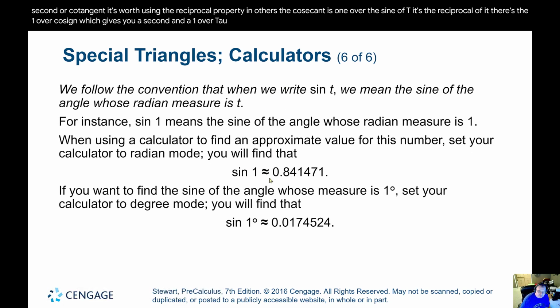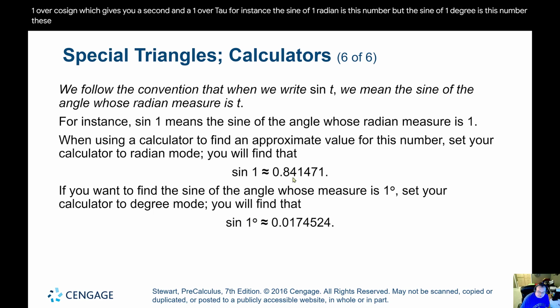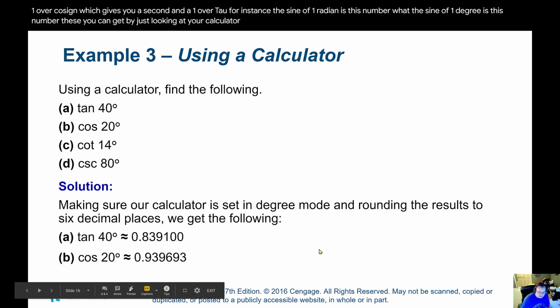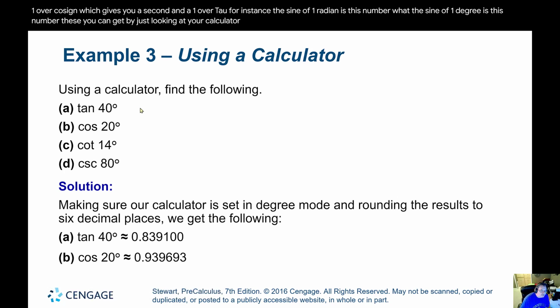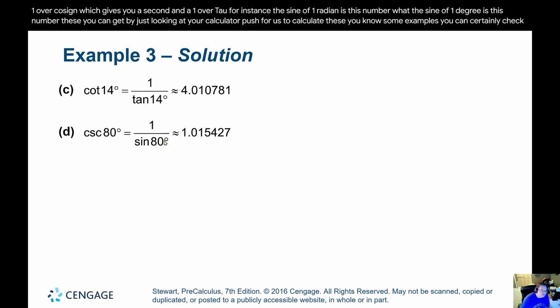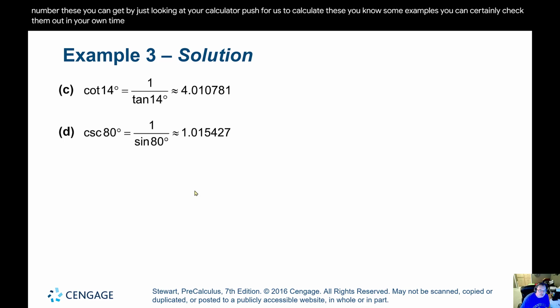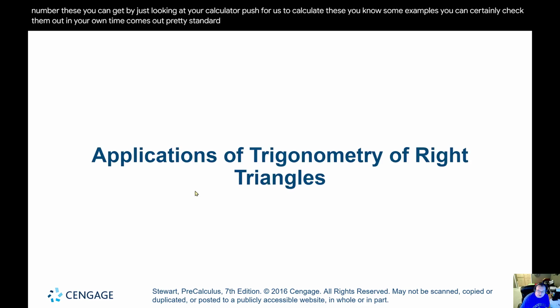Now, for instance, the sine of 1 radian is this number, but the sine of 1 degree is this number. These you can get by just looking at your calculator. Suppose you were asked to calculate these. Here are some examples. You can certainly check them out in your own time. Comes out pretty standard. Well, let's look at an application.